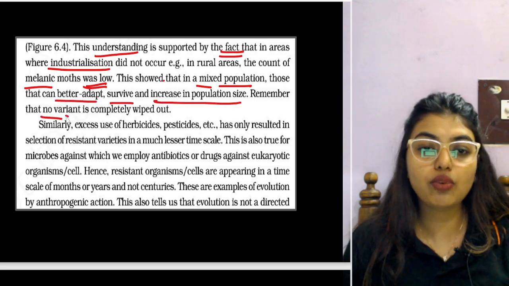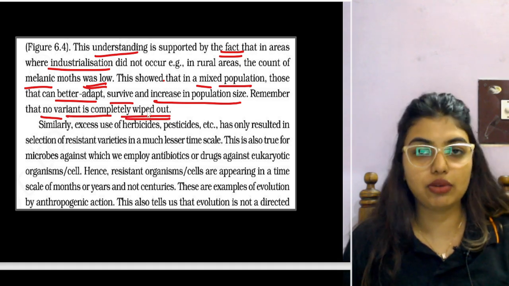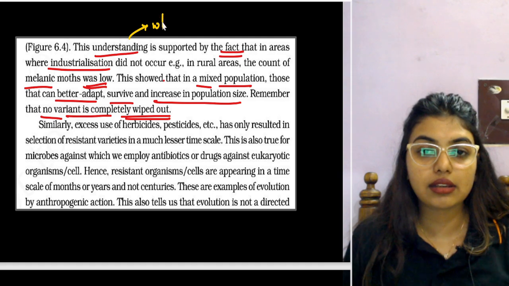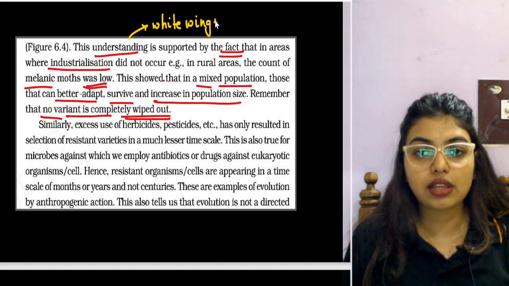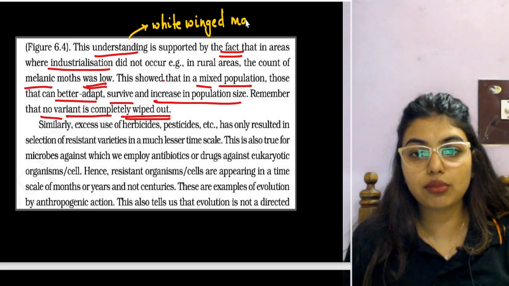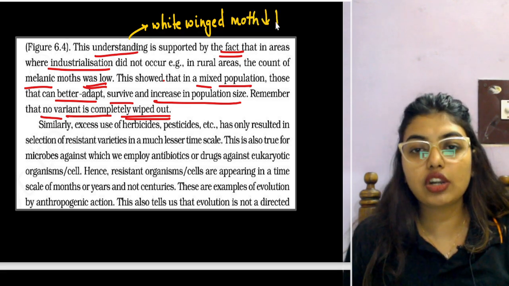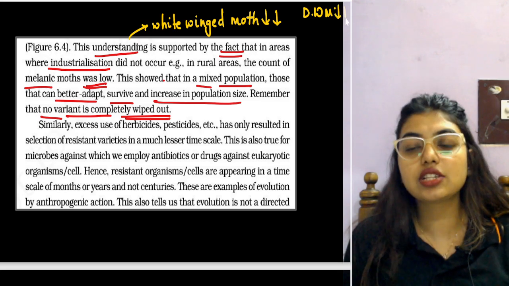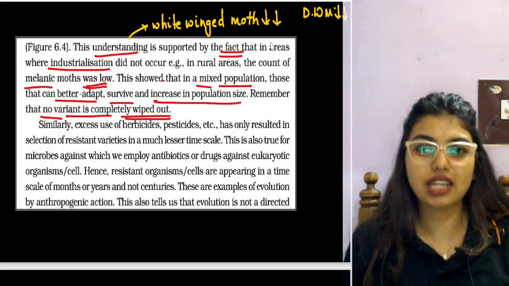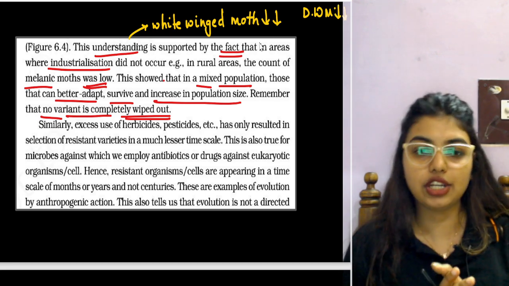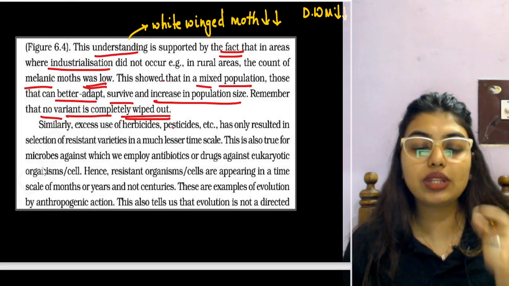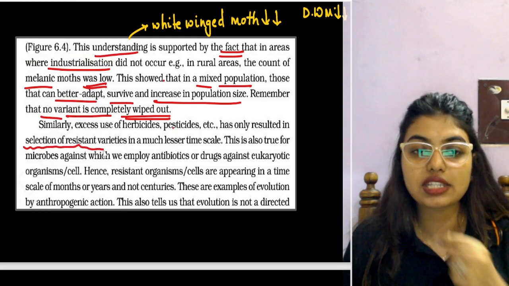Remember that no variant is completely wiped out. That also you have to understand. Just because white-winged moths became less, or dark-winged moths became less, it does not mean the species did not exist anymore, just that their number has been reduced. Similarly, excess use of herbicide and pesticide has only resulted in selection of resistant varieties.